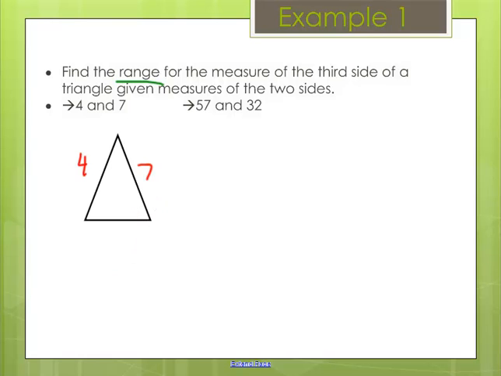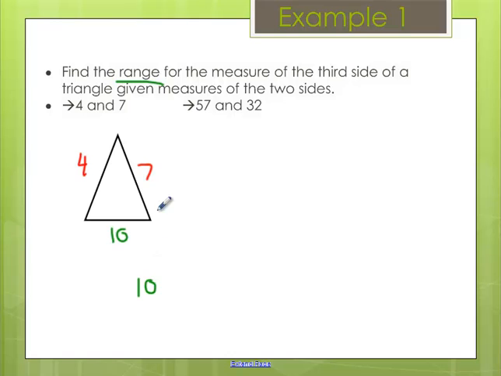Alright, I'm just going to throw out a couple numbers. It could be 5, because 4 plus 5 is bigger than 7. It could be 7, because 4 plus 7 is bigger than 7. It could be 9. 4 plus 7 is bigger than 9. It could be 10. 4 plus 7 is bigger than 10. Where we get into trouble is when I have 11. 4 plus 7 is not bigger than 11. So 11 can't be the side. It has to be 10. So the biggest side is 10.